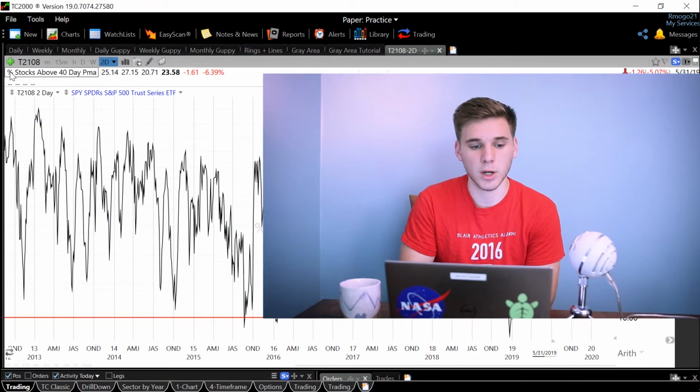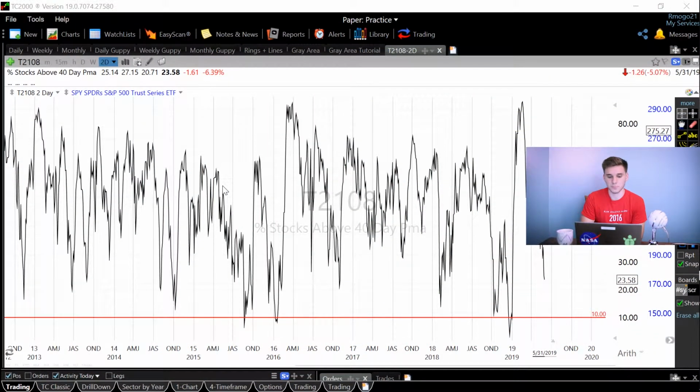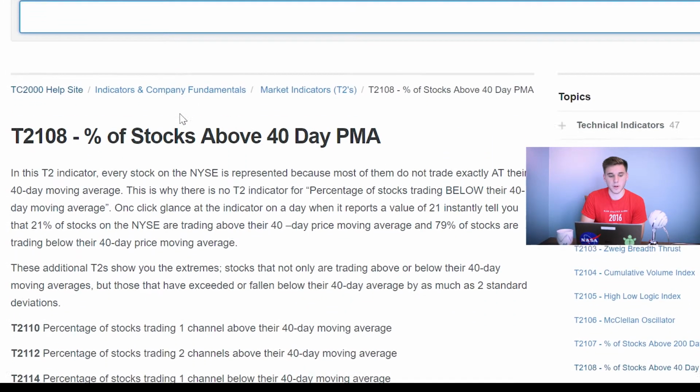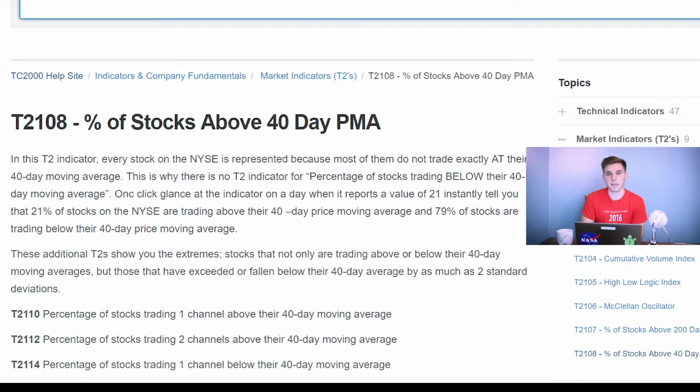So today I'm gonna conclude my three-part series of how to time the market and determine its overall trend. The final tool that I'll show you guys is the T2118 from Worden. This is an indicator that they've created which represents the percentage of stocks above their 40-day moving averages.